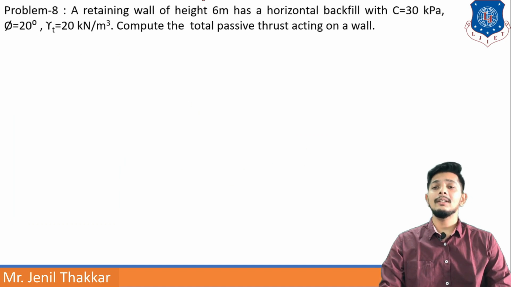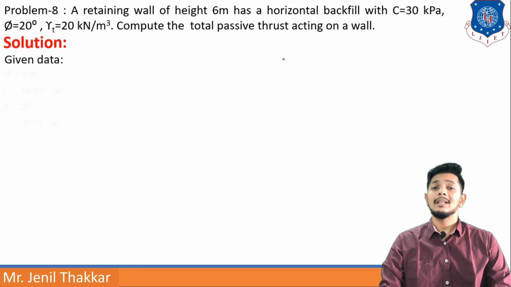Problem number 8. A retaining wall of height 6 meter has a horizontal backfill with c is equal to 30. So it is a cohesive backfill. And phi is given as 20 degrees. Gamma is given as 20 kilonewton per meter cube. Compute total passive thrust acting on the wall. Here gamma is written as gamma T, so that is gamma total or gamma bulk, you can say.